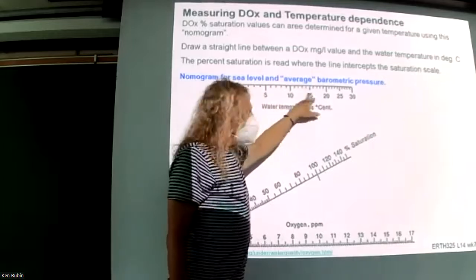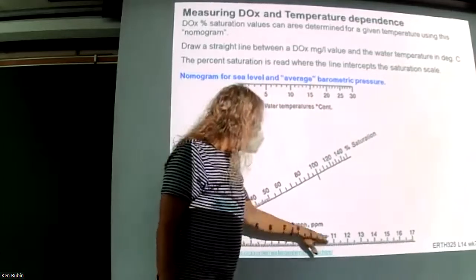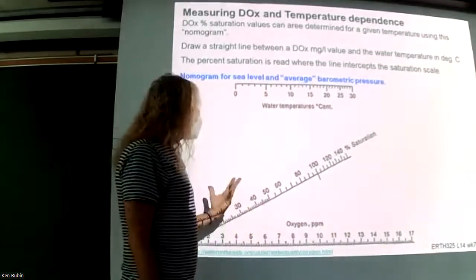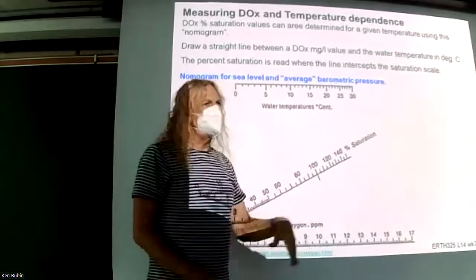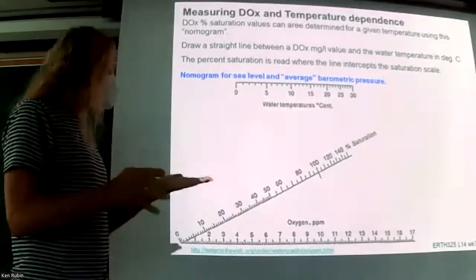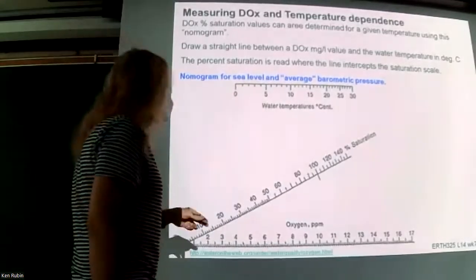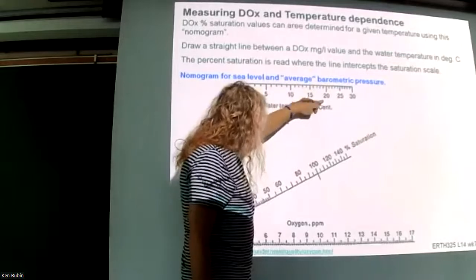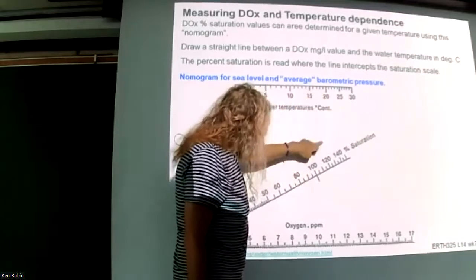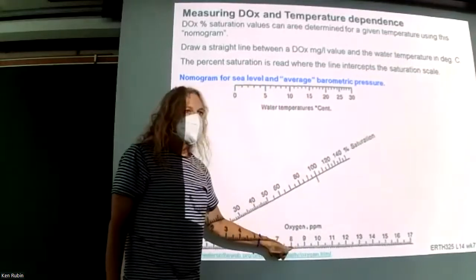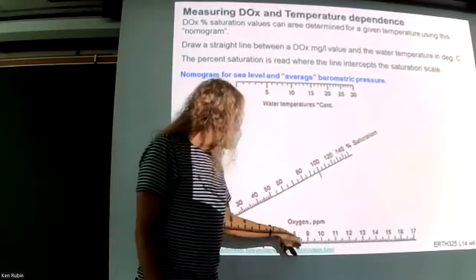So the temperature scale is up here. This is a concentration of oxygen. And then this is the percent saturation. So you can say, okay, for exactly saturation at 100%, let's say at 20 degrees C, you draw a line from 20 through the 100, like this, and see where it intersects down here. And they'll tell you, oh, okay, the value is something around 8.